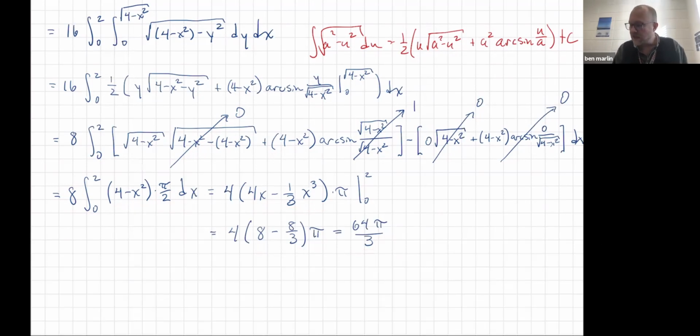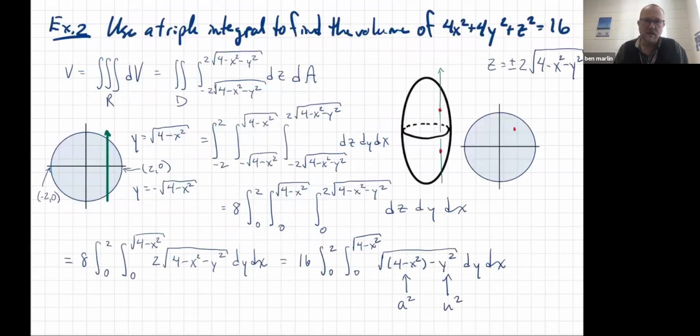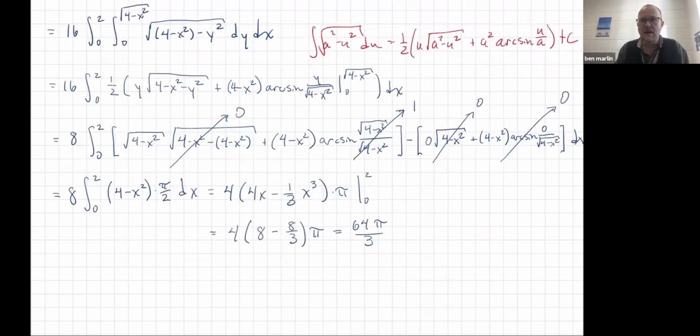If you said, hey, look, guys, it's an ellipsoid, and I know that the volume of an ellipsoid is given by the formula 4/3 pi abc, great. But the point was to actually get an example where we had to set up the integration. All right.